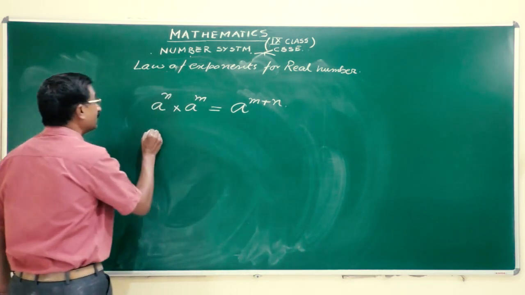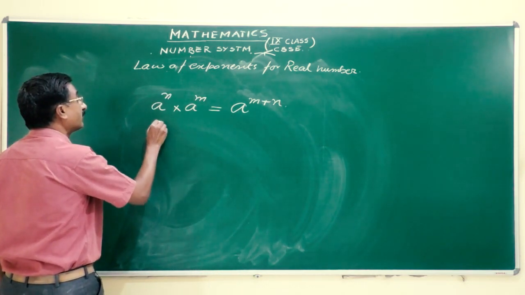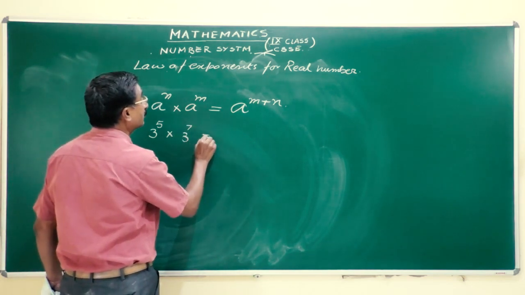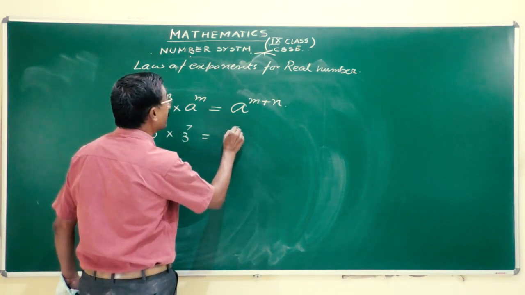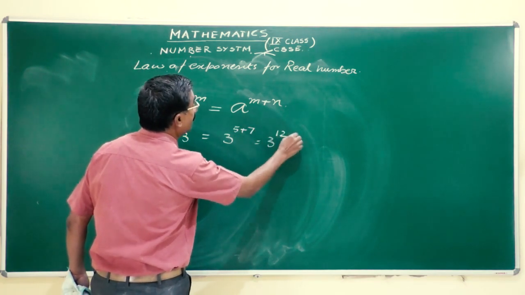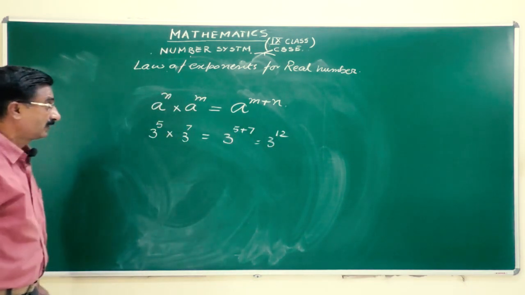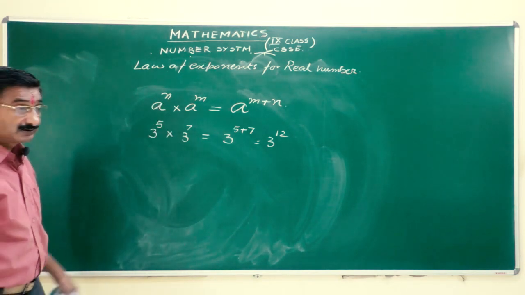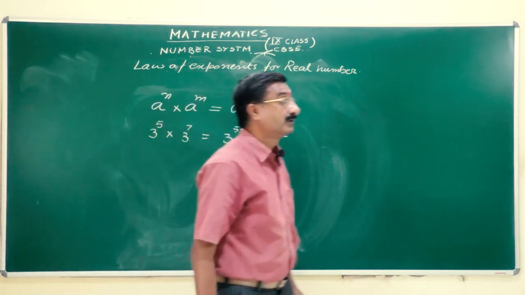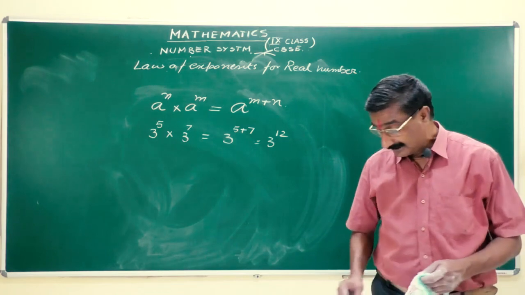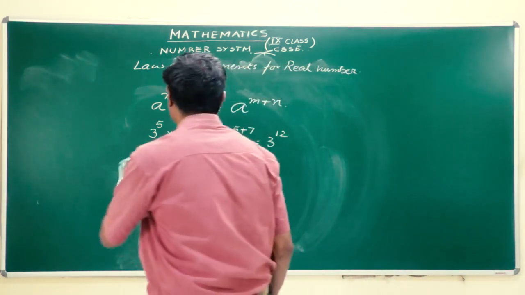For example, 3 raised to the power 5 multiplied by 3 raised to the power 7 is equal to 3 raised to the power 5 plus 7, so this is equal to 3 raised to the power 12. Clear? Base is common, the powers are added. So this is the very first identity. Now the second one.